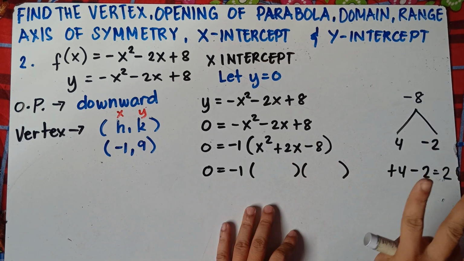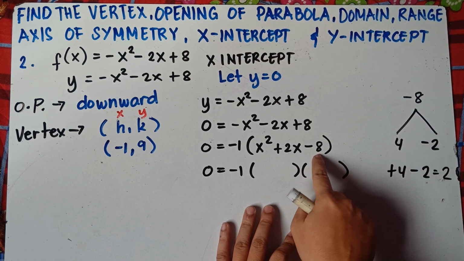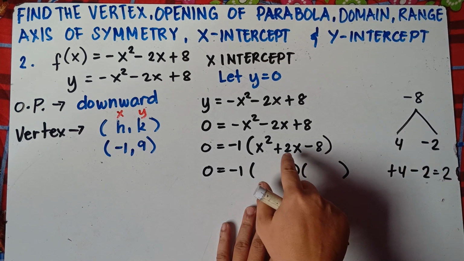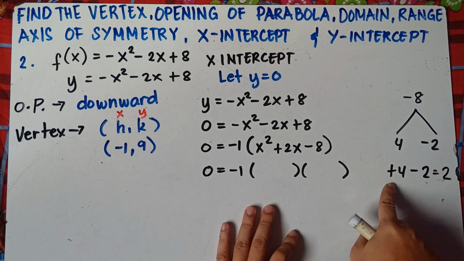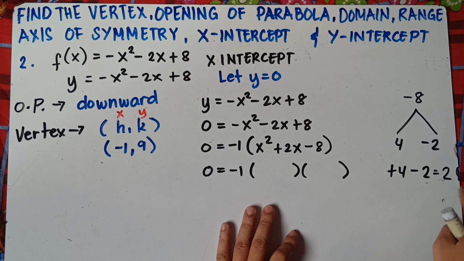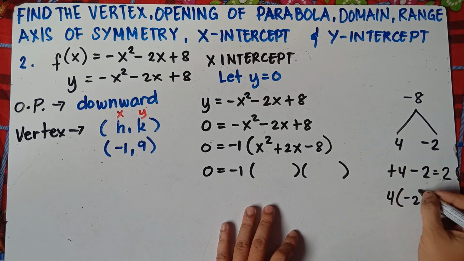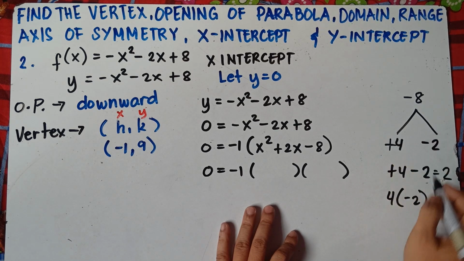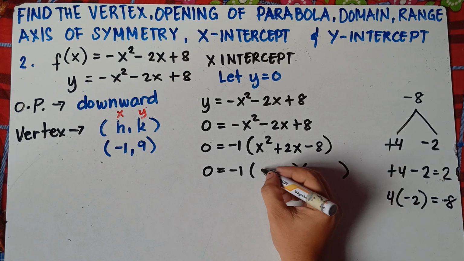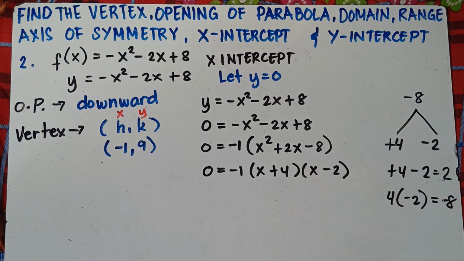Once again, you find two numbers that when you multiply them, you will get negative 8. When you combine them, you will get positive 2. That will be positive 4 and negative 2. Because positive 4 minus 2, that is 2. And positive 4 times negative 2, that's negative 8. So therefore, our factors will be positive 4 and negative 2. So this will be x plus 4, then x minus 2.